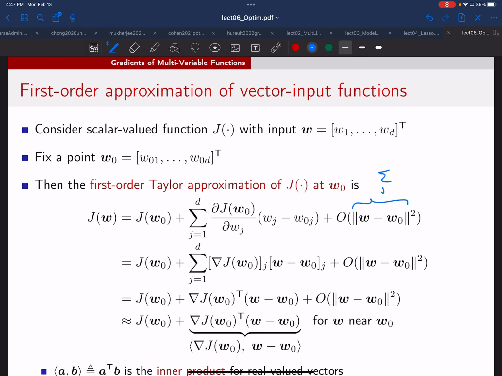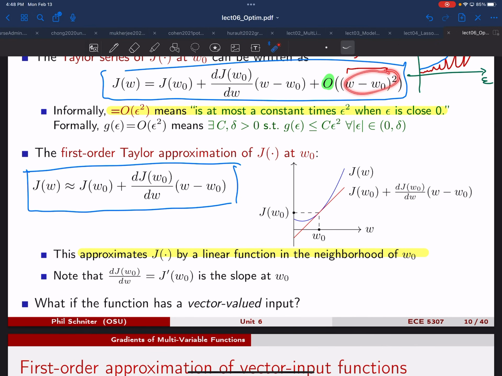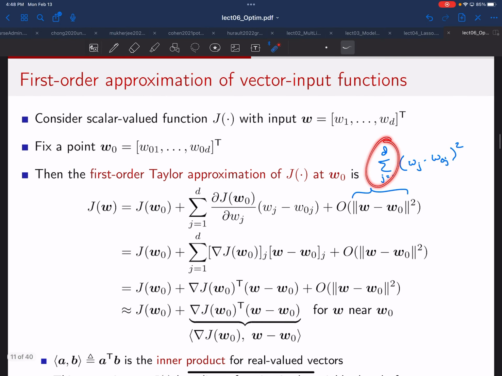This is a sum, again, over the dimensions of wj minus the reference w naught j, squared. That's all this Euclidean norm is. So again, it's the same as this, which has a single term, but now we just have a sum of them. And that's sitting inside the big O like before. So it basically says all those crazy higher order cross terms, we're going to squash them all down to just this 2-norm between w and w naught squared. Okay, so any questions on the conceptual idea?